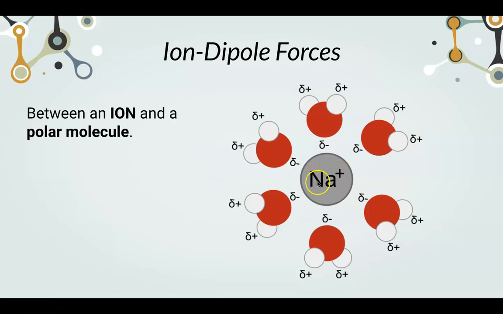So here we have a sodium ion. It's a metal, it's lost one of its valence electrons, so it is positively charged. And these are some water molecules. The positive ion is attracting the negative region of our water molecules, and they're all going to line up in this way. So that is an ion-dipole intermolecular force.